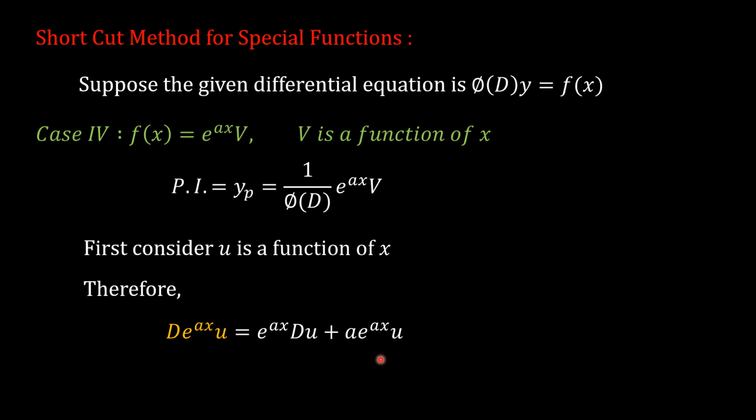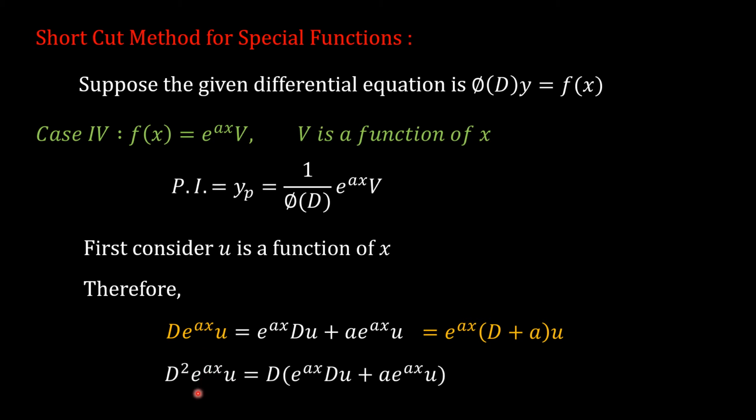Now from this we will take e raised to ax common to the left hand side and u to the right hand side. So that will give us the expression e raised to ax into D plus a of u. So we are going to operate this operator D plus a on u only. So this is the first order derivative of e raised to ax into u.